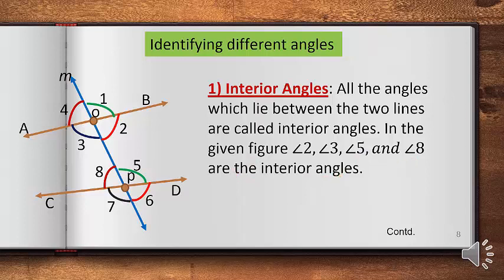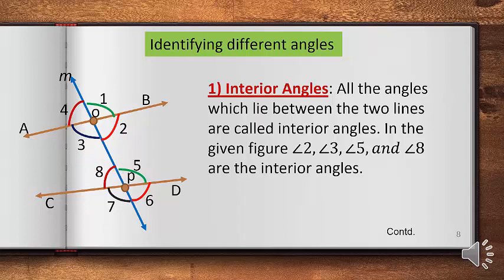Now we will see how they are called the interior angles. Children, see here AB and CD are 2 lines. Now which are the angles inside these 2 lines? We can see that angle 2, angle 3, angle 8 and angle 5 are lying in between these 2 lines. So we call them as interior angles.